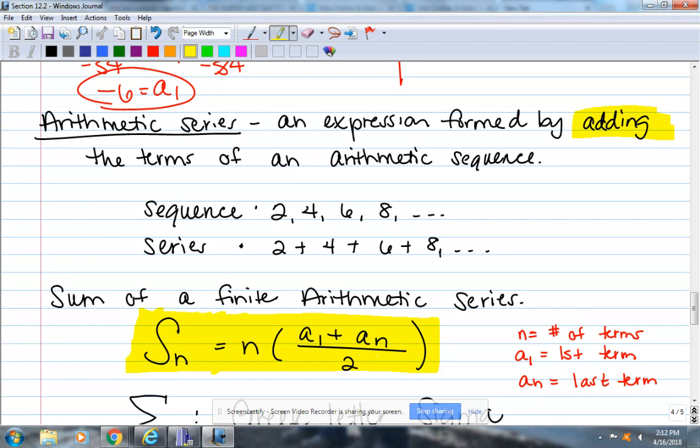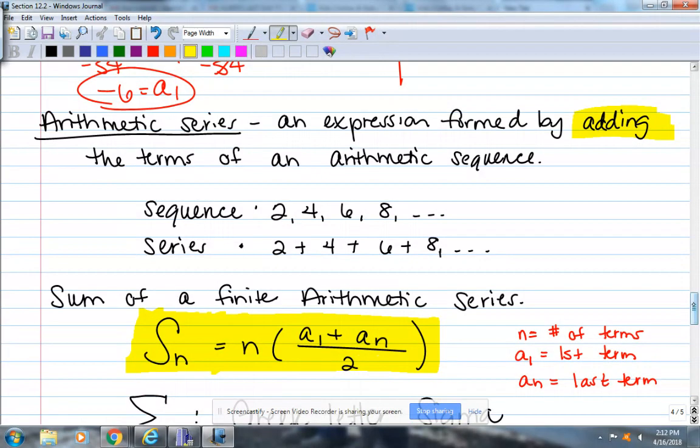The key tells you what to put over there. Yeah, the key is just as important as that, because that way you know what to put. So it's S of n, and n means the number of terms you have, equals that number times this. This is basically the average. Okay. So you're going to add the first term and your last term and divide by 2, and then multiply it times the number of terms you have.